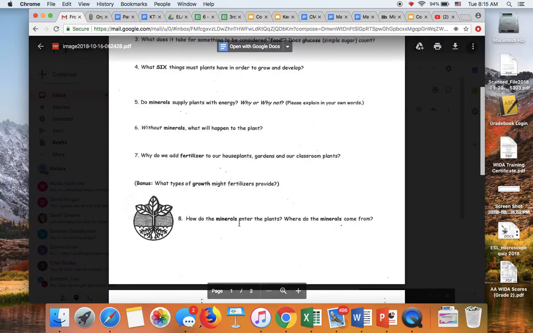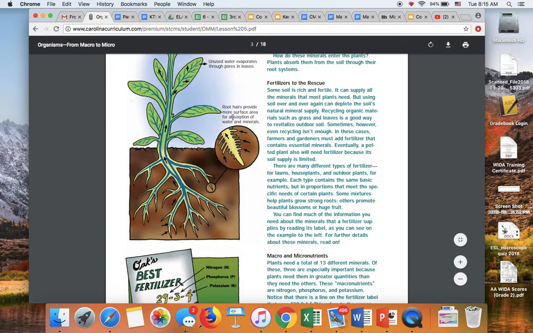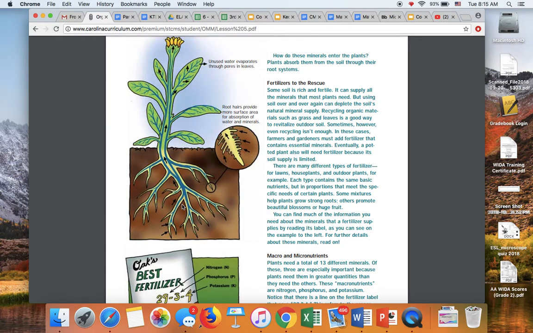Number 8, how do the minerals enter the plants? Well, we were talking about the minerals here. Root hairs provide more surface area for absorption of water and minerals. So the roots are how we get our minerals. Not us, but the plants. And the minerals come from soil, since some soil is rich and fertile and can supply all the minerals that most plants need, or if the humans are going to help, we add fertilizer.